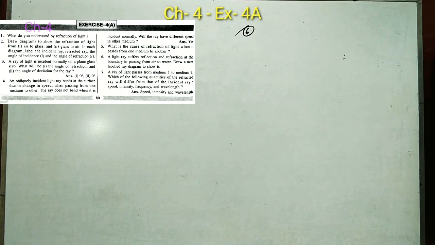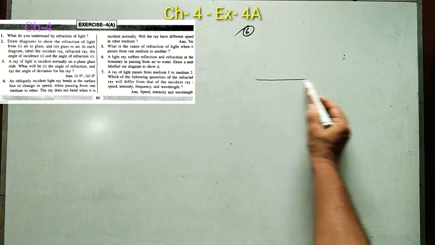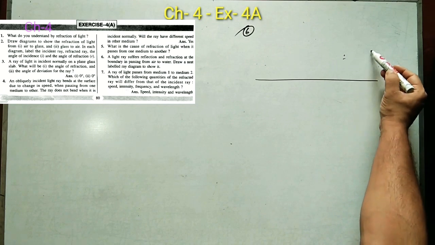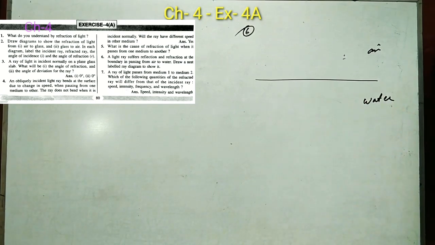A ray of light suffers reflection and refraction at the boundary in passing from air to water. Draw a neat labeled diagram to show it. So we have to show the refraction. First we have to mark the boundary between air and water. Here the case is air and water. So we have drawn the boundary.